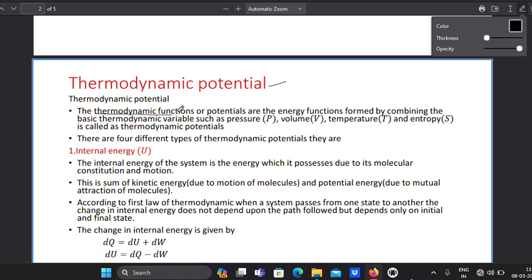Thermodynamic functions, also called thermodynamic potentials, are energy functions, so all of them are energy terms only. Whatever we discuss are all energy functions, presented in terms of P, V and T. How do we get these energy functions? By combining the basic thermodynamic variables. There are four different types of thermodynamic potentials.